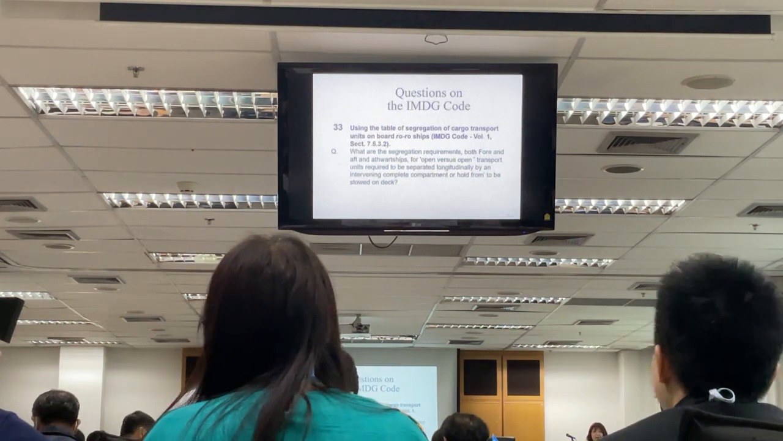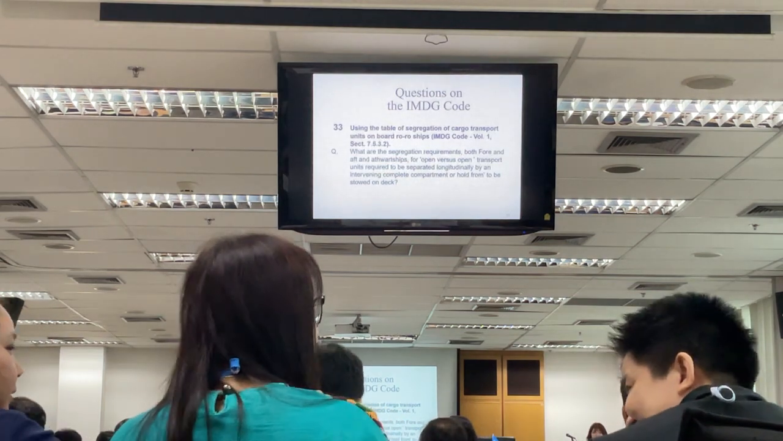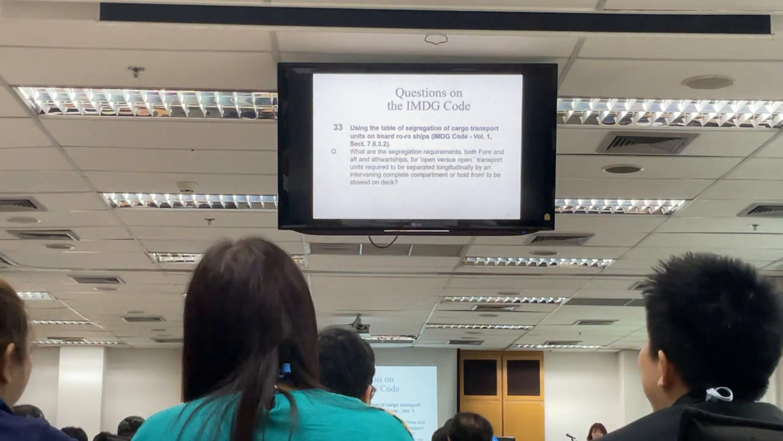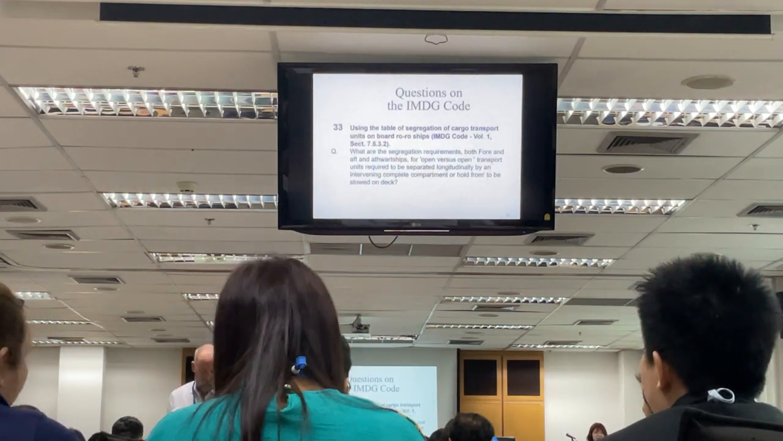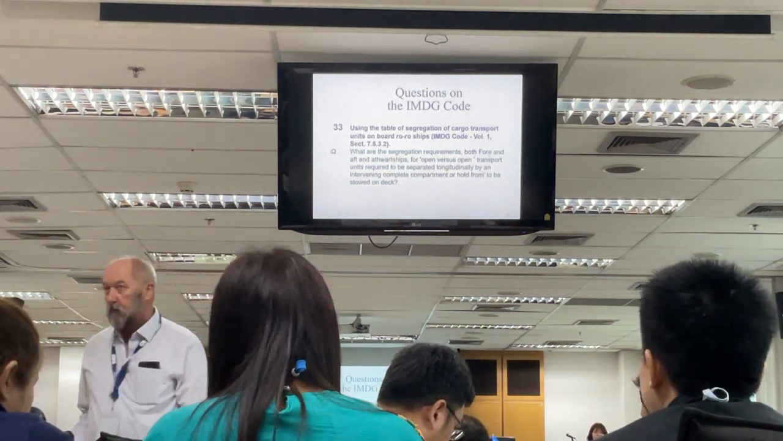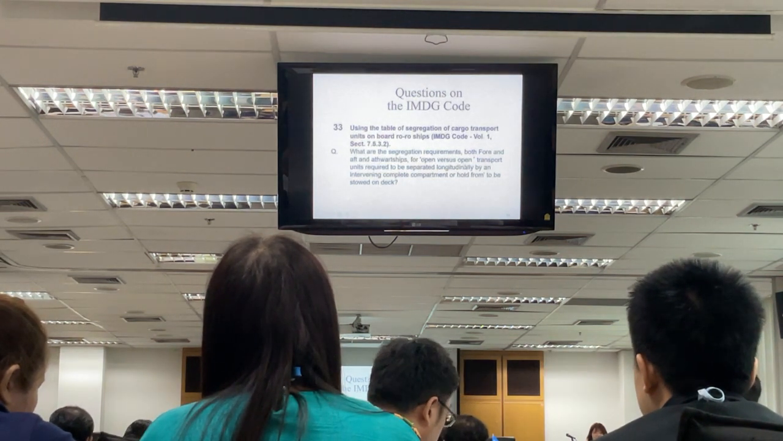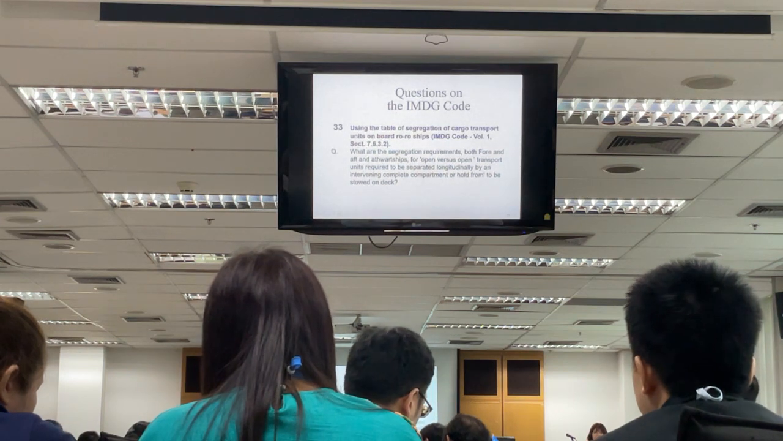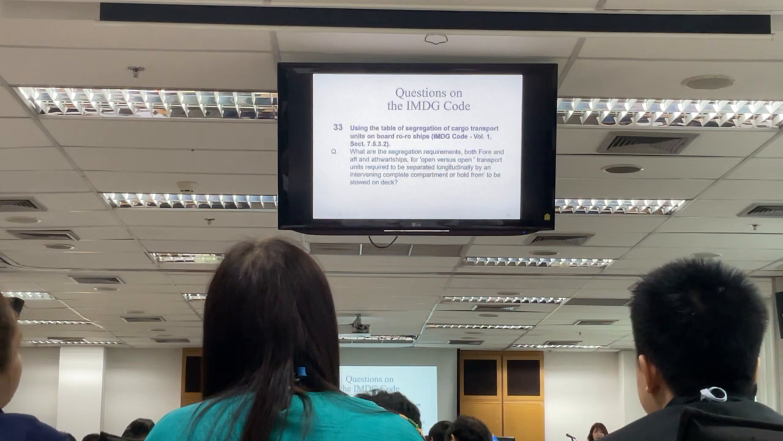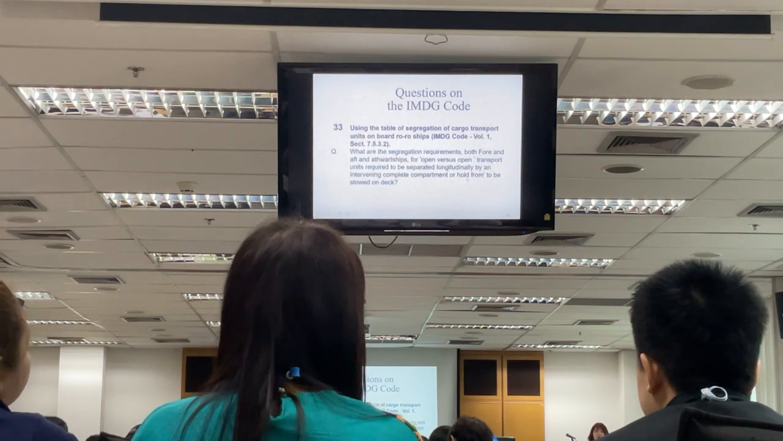33, using the table, a similar one, the table of segregation of cargo transport units on board RoRo ships this time, IMDG Code Volume 1, Section 7.5.3.2. What are the segregation requirements, both fore and aft and athwart ships? Find the table first. Open versus open transport units. This time it could be trailers or trucks, required to be separated longitudinally by an intervening complete compartment or hold from.